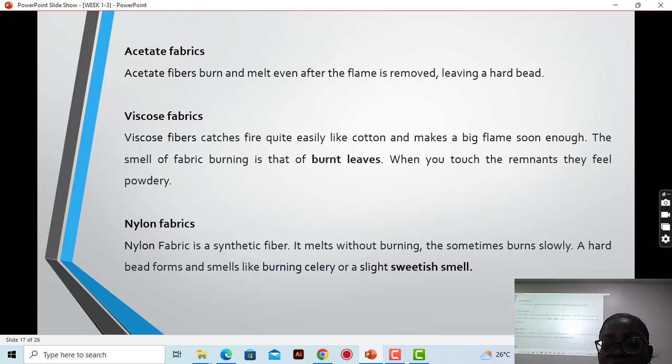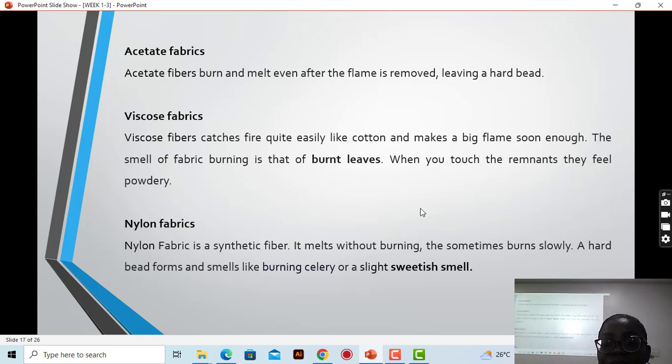It melts without burning. It won't even burn, it will just be melting like that. And sometimes it burns slowly. A hard bead forms and it smells like burning celery, or a slight sweetish smell. This celery here is the vegetable we use to cook. Go and type celery and you will find a picture of it. It's a vegetable we use to cook.